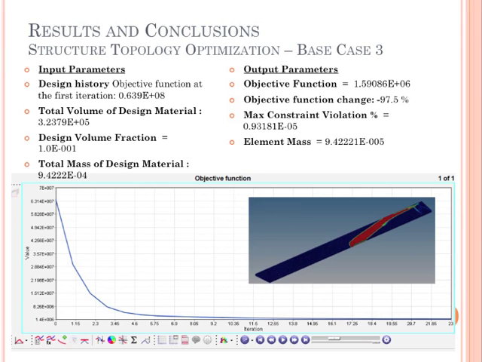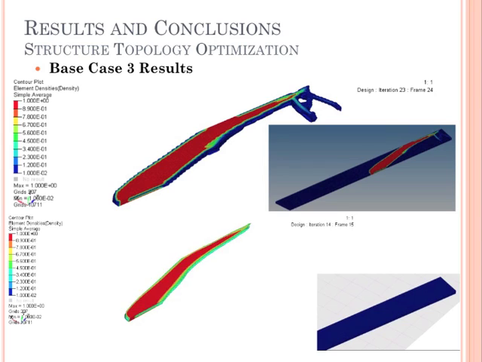The plot shows the objective function converging on a minimum feasible design with all constraints satisfied at iteration 23. And the element mass is slightly more in this base case, but the objective function produces a more favorable mass to volume ratio, so that makes base case 3 our optimal design so far. And here's an animation of the iterations of the topology design for base case 3.